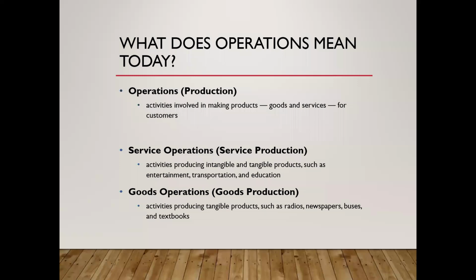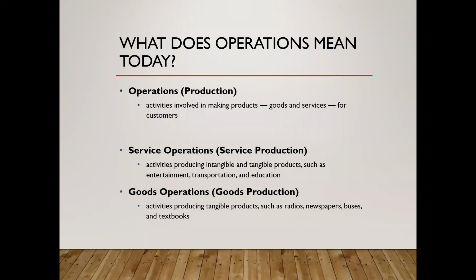So when you see operations, it is synonymous to what? Production. All right. So the service operations are those activities which produce intangible and tangible products, such as entertainment, transportation, and education. So tangible here means that you can see, you can feel, or you can smell it. So for instance, when it comes to buying, let's say, furniture, furniture is a good that you can see with your physical eyes, that you can touch, and you can also experience it.